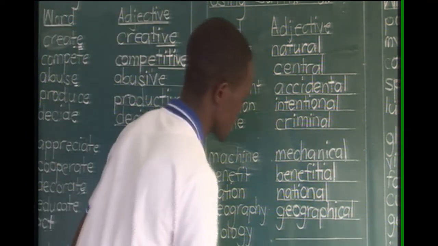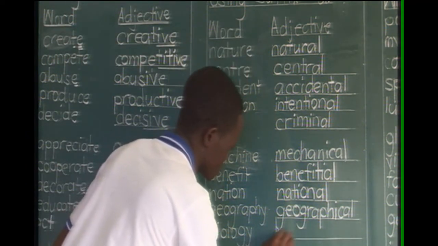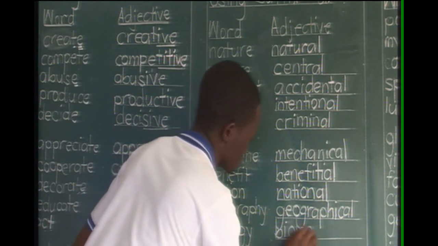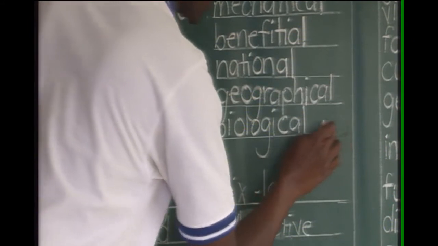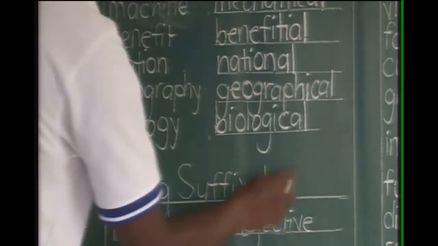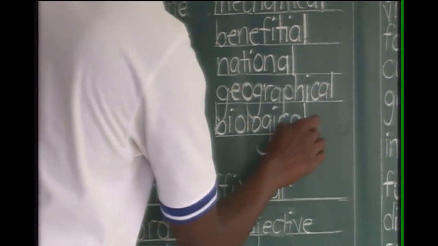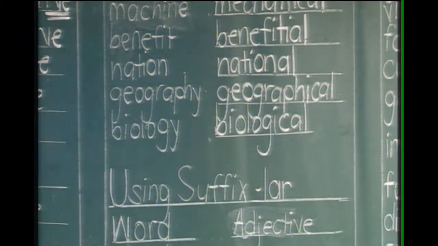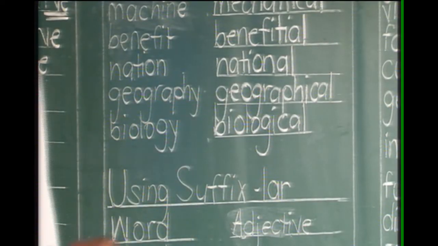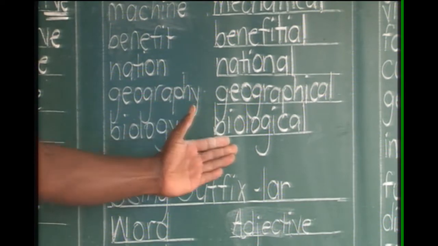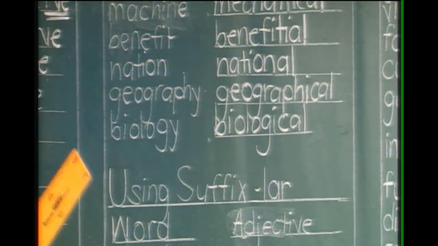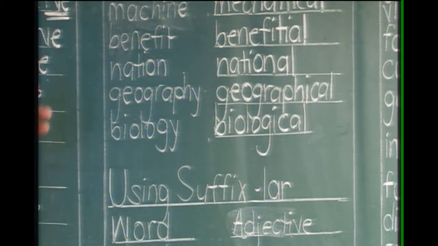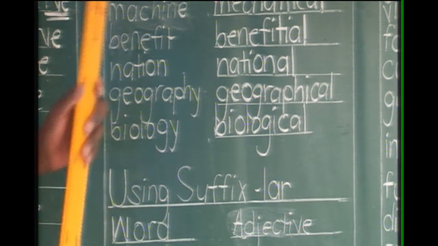Biology. Biological. Now this, we talk of biological weapons. So biological is the adjective used to describe the noun weapons in that sentence. So we form the adjective biological from biology.